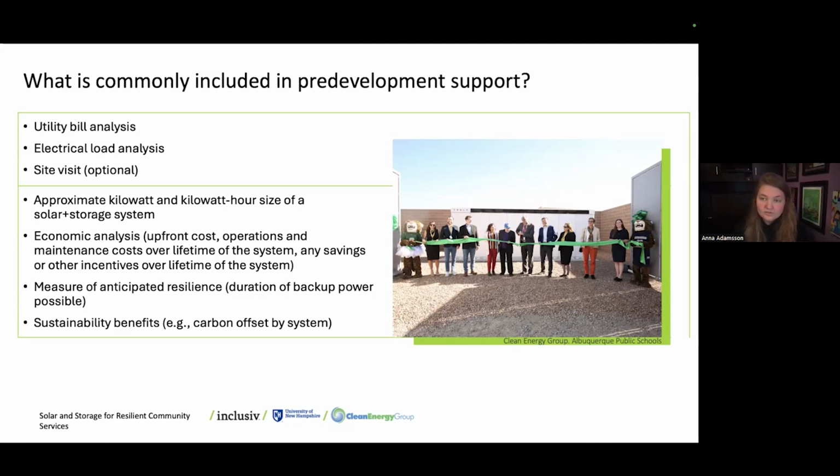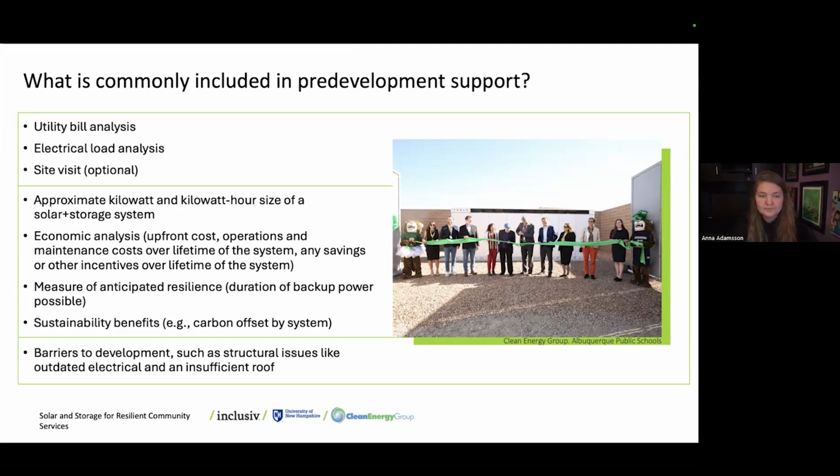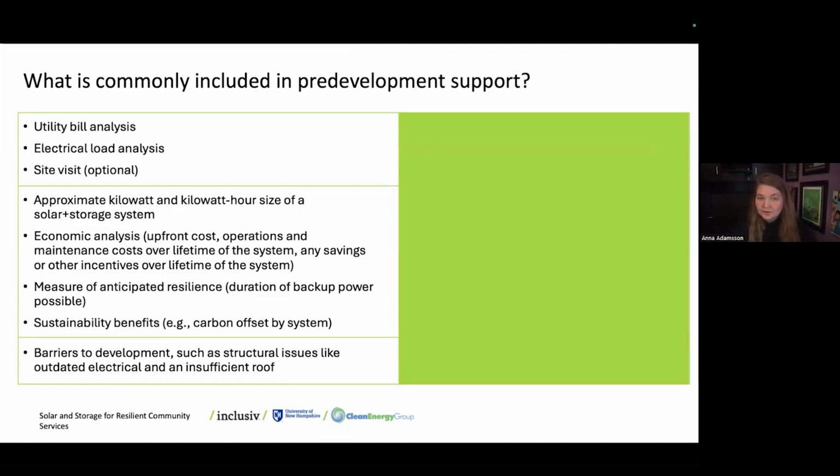And lastly, they will look at sustainability benefits. So by installing solar or battery storage, you can expect this much carbon to be offset by the system, for example. And lastly, the report will include barriers to development, such as any structural issues that may come up when you're installing the system, like outdated electrical equipment or a roof that's not sufficient to be able to support solar.